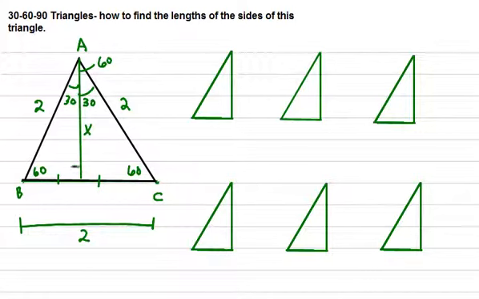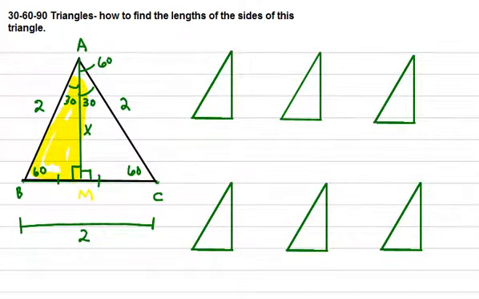The altitude splits the base in half. It's perpendicular to the base also. So if you look at my triangle, what I have here is a triangle going from A to B, and we're going to label that bottom part M. ABM, triangle ABM, is a right triangle. This is a right triangle in there.